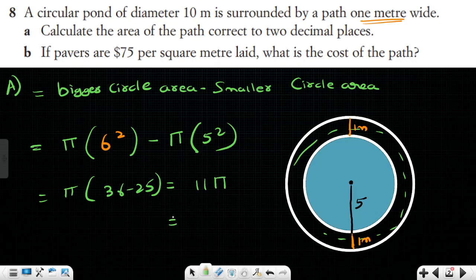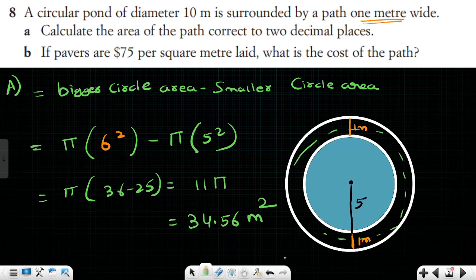11 into pi. You also please do the calculation, sometimes I might be wrong. Correct to 2 decimal places, I am getting it as 34.56 square meters. This is the path area. I think you got it.